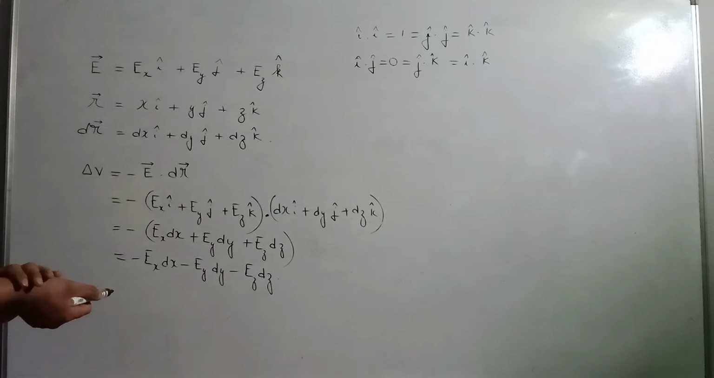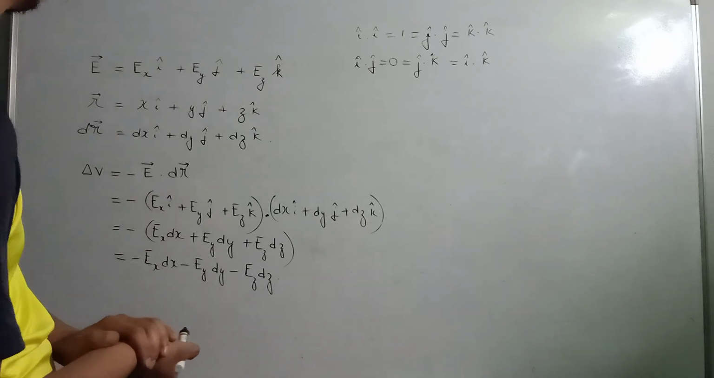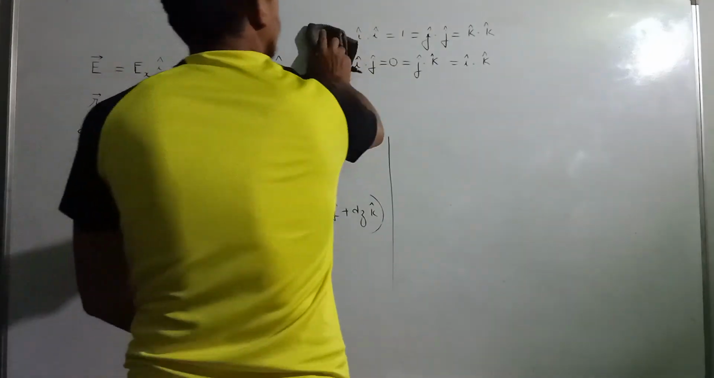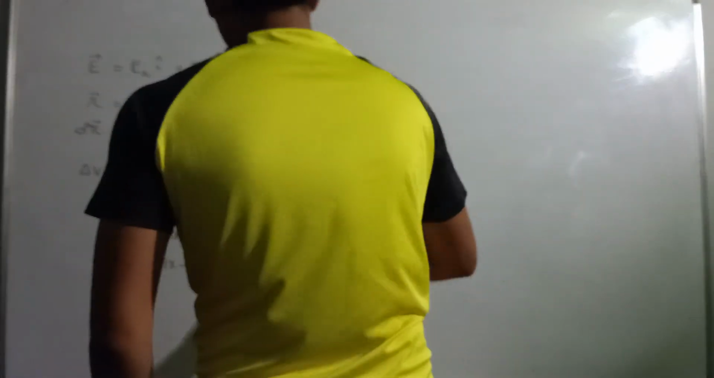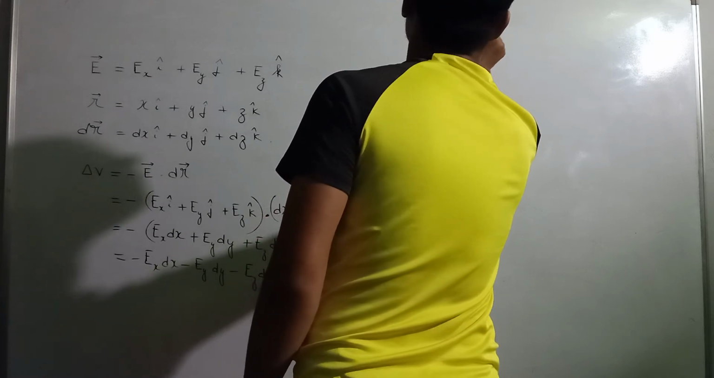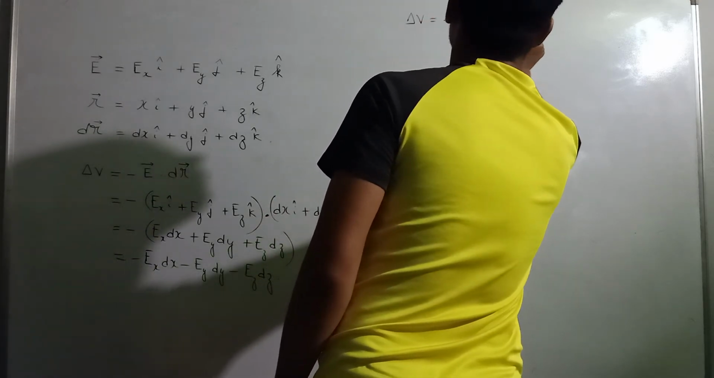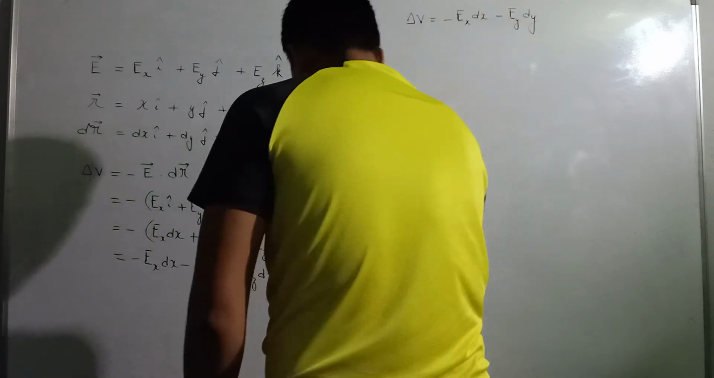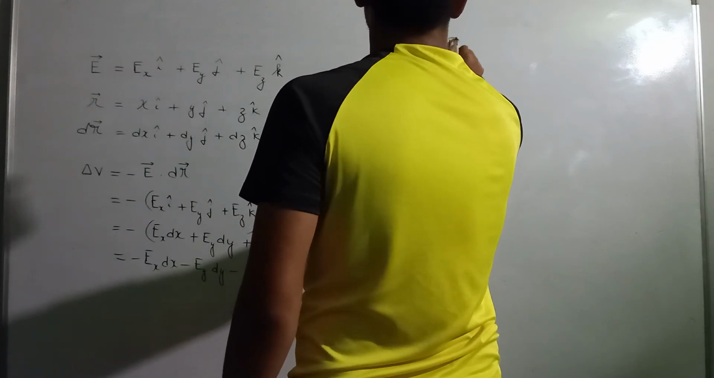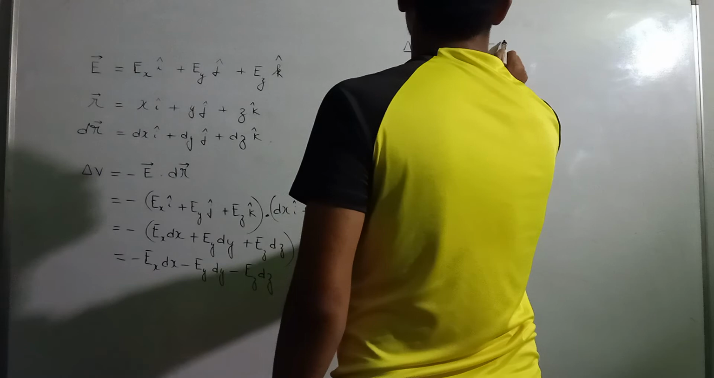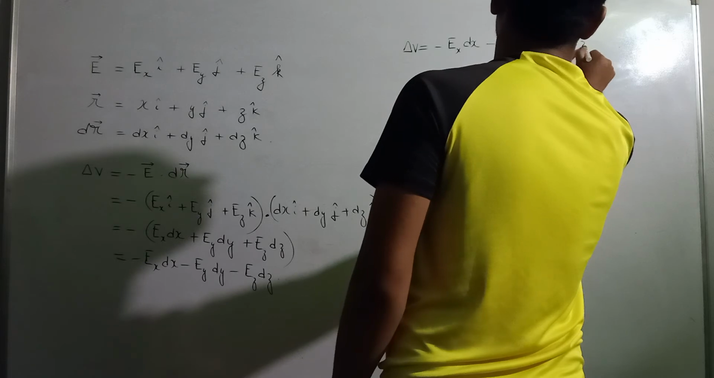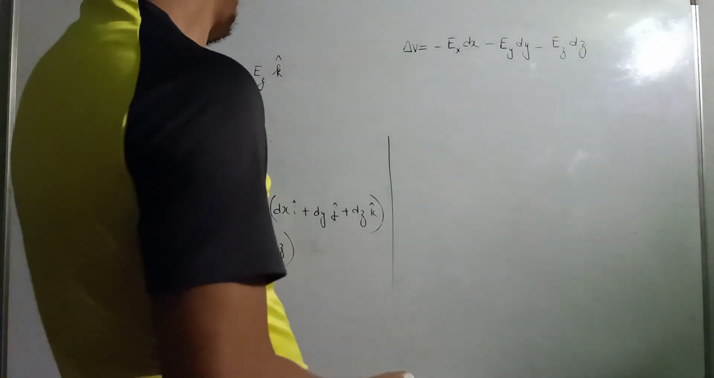Is it okay? What am I going to do is, you listen to me very carefully. Your del V is now minus Ex dx minus Ey dy. Let me write below. Your del V is minus Ex dx minus Ey dy minus Ez dz. Okay?